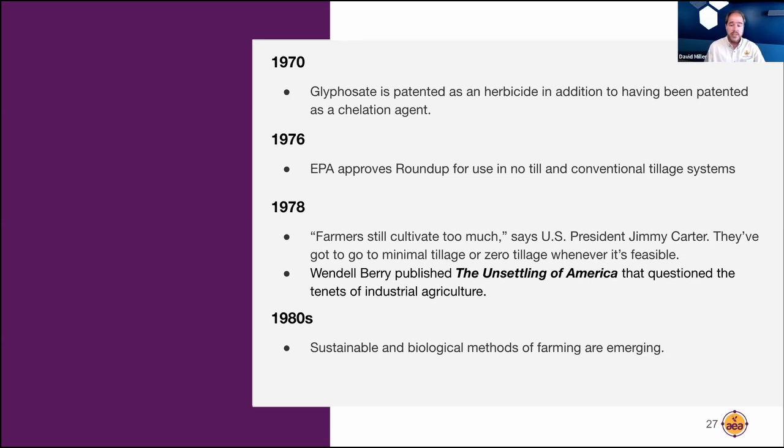Wendell Berry published Unsettling of America. Rachel Carson had written her book in the late 60s. And so there was a questioning about the industrial agriculture revolution. People were starting to ask questions. By the 80s, there was an emerging movement, if you will, of people talking about sustainable and biological methods of farming.